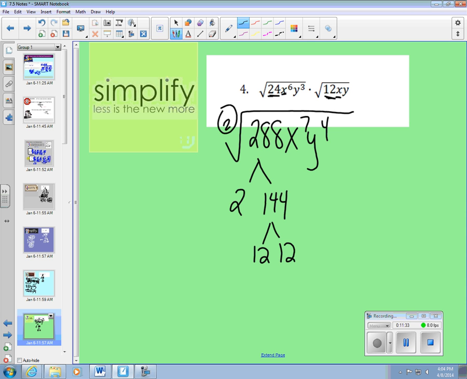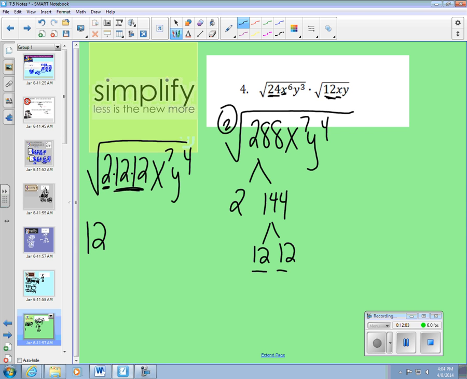You could break this down even further, but notice since we're dealing with an index of 2, we're looking for pairs of numbers, and we have a pair of 12s here, so we'll leave it like that. So if we rewrite our radical, we have 2 times 12 times 12, and then we have x to the 7th and y to the 4th. So we have 7 x's and 4 y's. So looking for pairs of numbers, we have 1, 2, so that stays there. We have 2 12s, so we'll bring a 12 out in front.